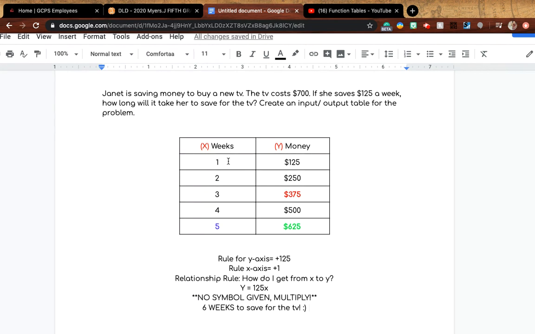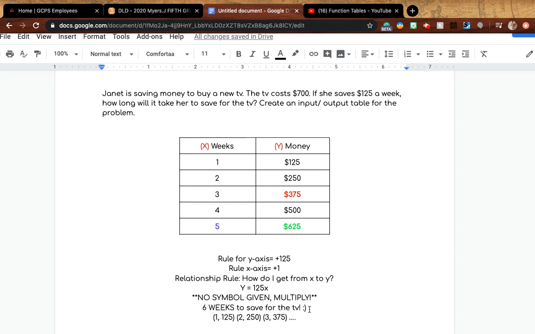One thing to notice is these end up making ordered pairs. So you could actually take information from this function table and graph it, but your coordinates or your ordered pairs are going to be these. It's going to be 1, 125, 2, 250, 3, 375, etc. And in 5th grade, you know how to graph points on a coordinate plane, and that could be the next step that you would be asked to do in a problem like this.